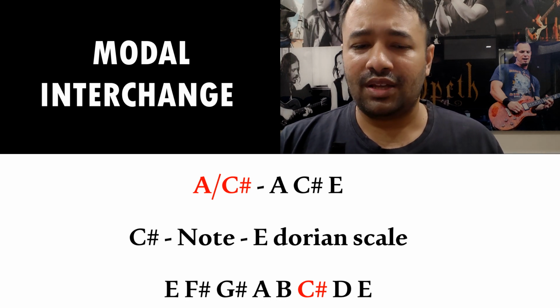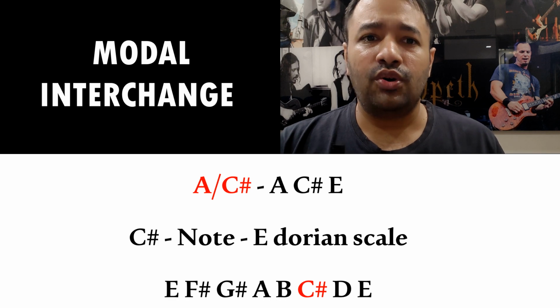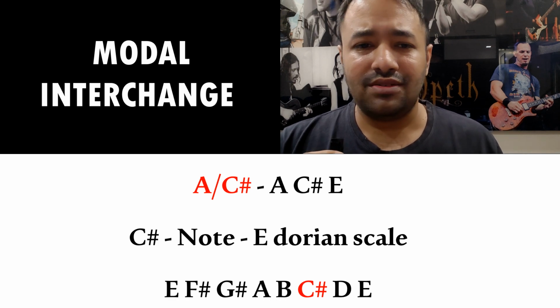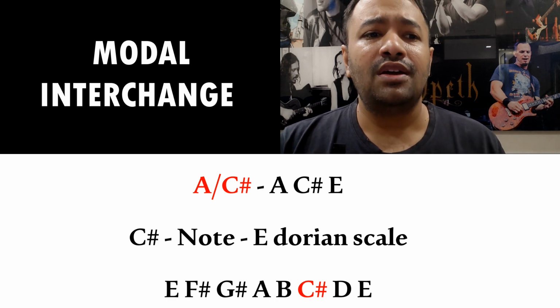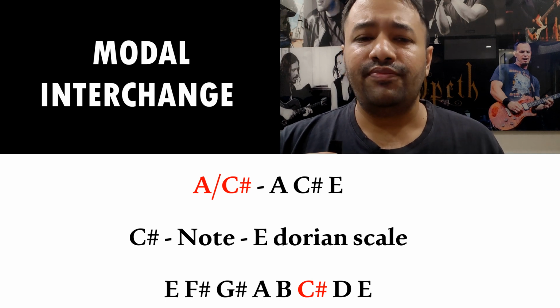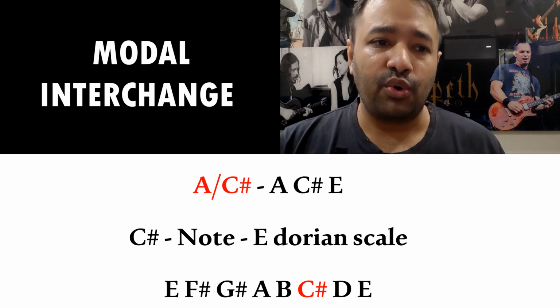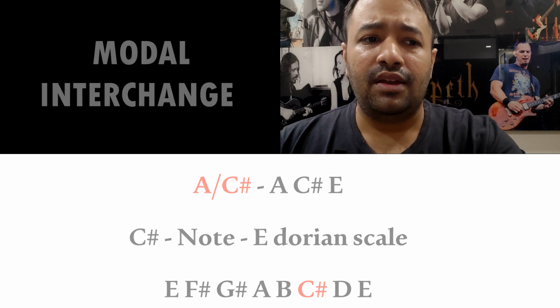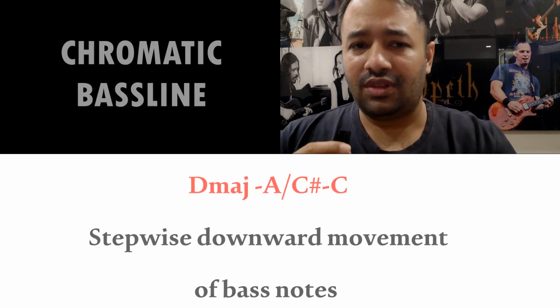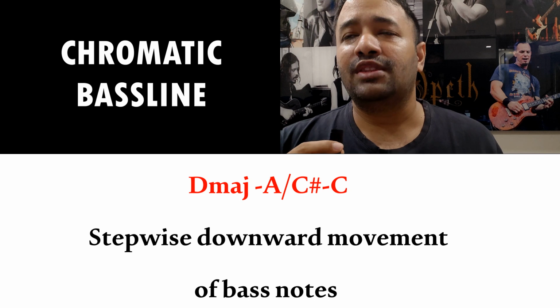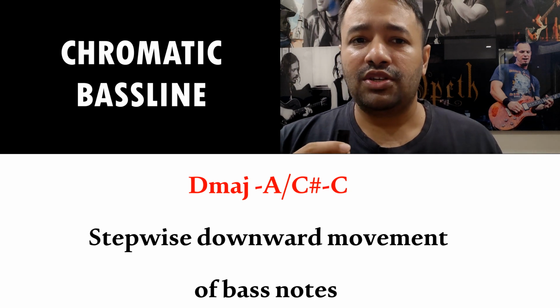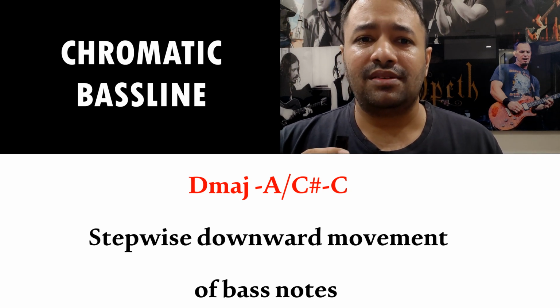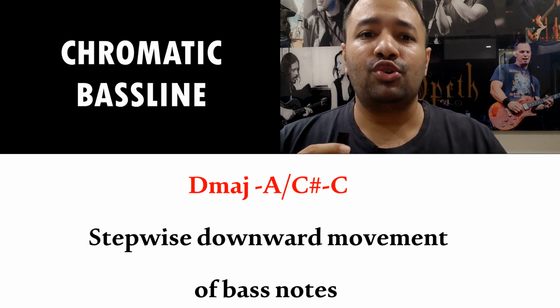Because these two scales are so closely related, we can interchange between them, which is known as modal interchange. So we've picked this particular chord from the E Dorian mode, or E Dorian scale. Now another very cool thing: if you notice the bass in the chord progression, there's a D major followed by a C sharp in the bass in A/C sharp, and that goes to the C.